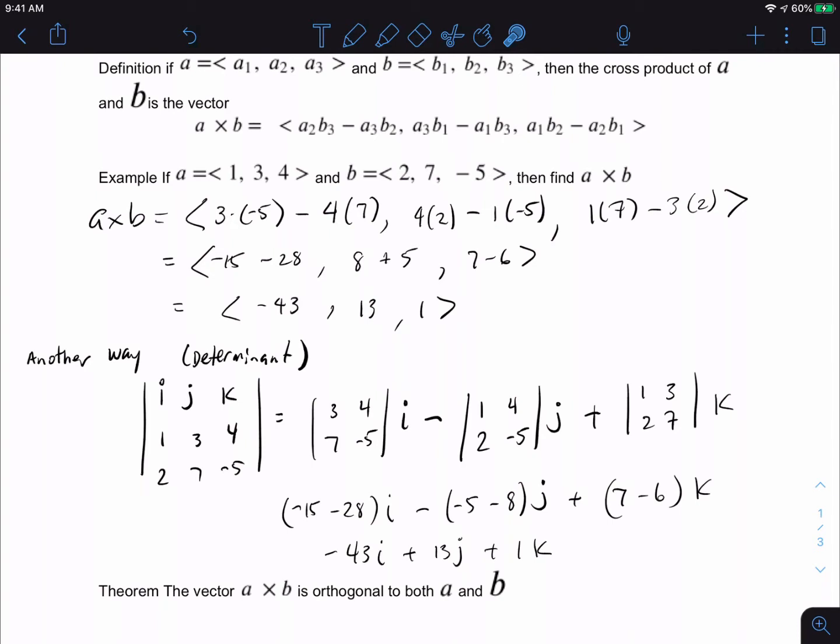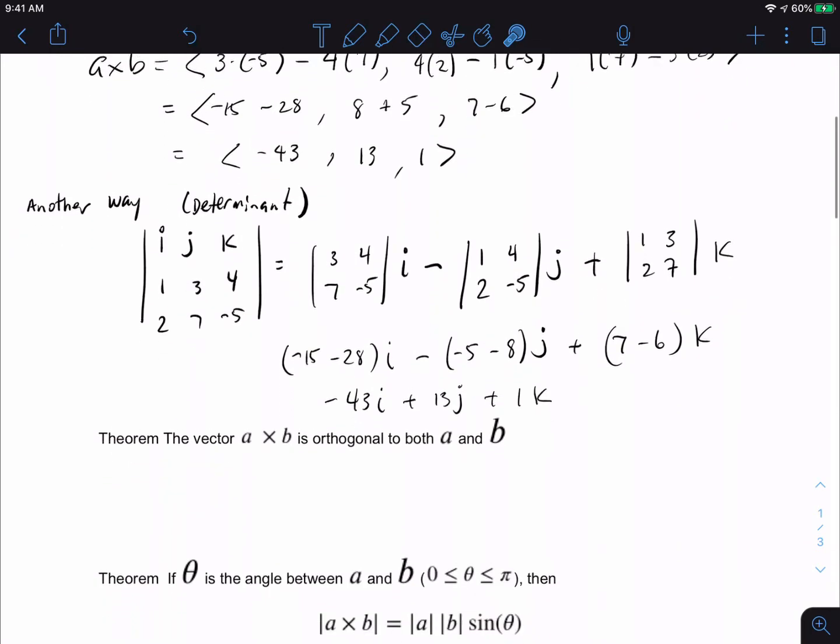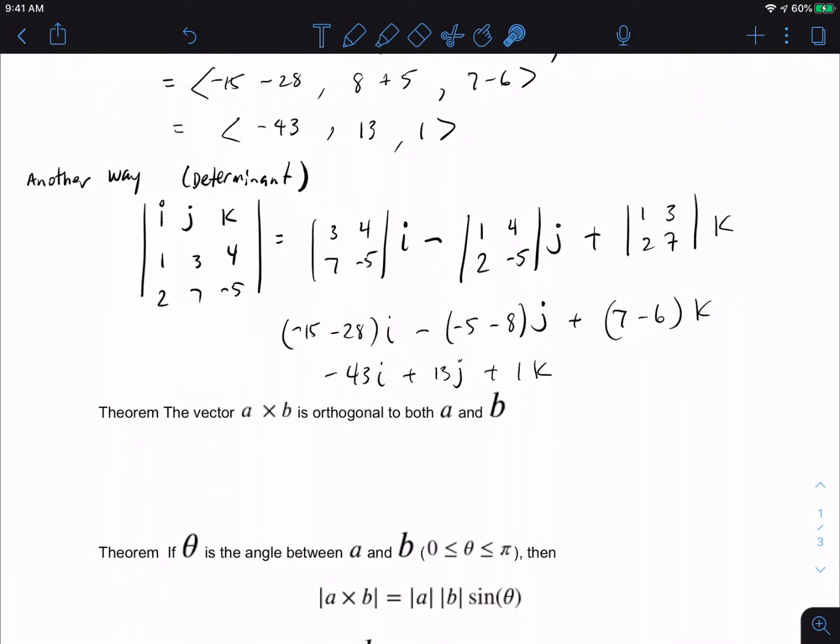And the cross product is a vector, while remembering that the dot product is a scalar. So please don't forget that. That's important. Okay, there's a theorem, and the theorem says that A cross B is orthogonal to both A and B. So just so you guys can quickly understand this, I'm going to draw a picture.